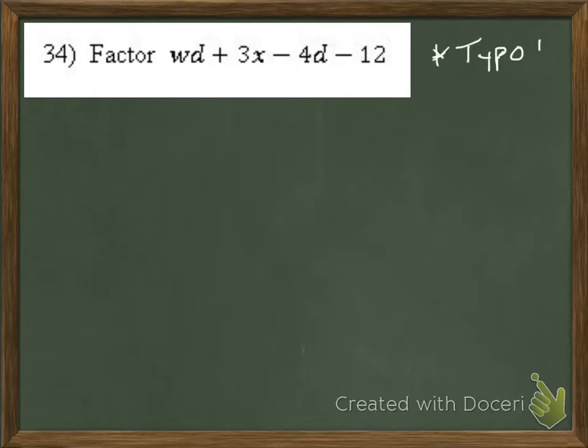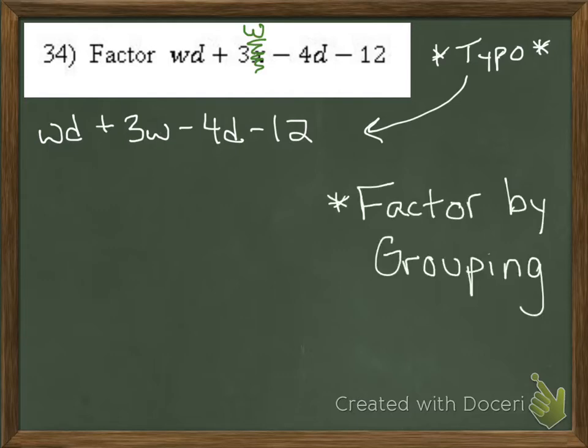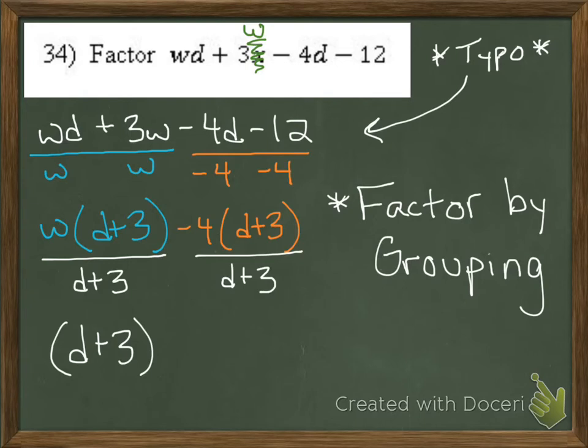On problem 34, some of you may have a typo on your sheet. In place of the x next to the 3, there is supposed to be a w. And again, all 4 of these terms don't have a greatest common factor, but if we split it into 2 groups, then we should be able to factor by grouping. So the first 2 terms both have a w, so we can factor out a w, leaving us with d plus 3. The second 2 terms are both divisible by negative 4, leaving us with d plus 3. We'll factor d plus 3 out to the front, and that'll leave us with w minus 4 for our second factor.